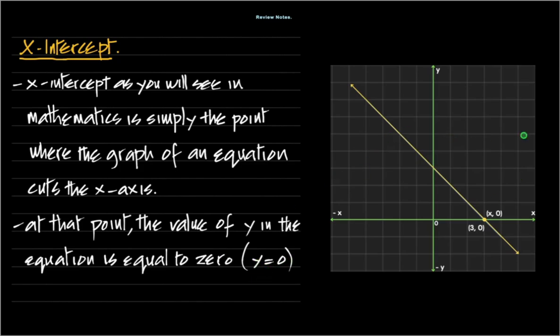Now, take a look at the graph here. You can see that at this point, that's the x-intercept, where the graph cuts the x-axis. And at this point, the value of y is equal to 0. We're going to see it in the next description.